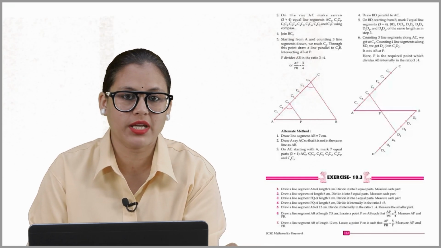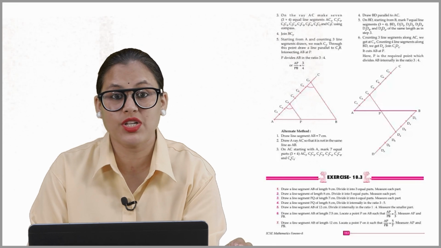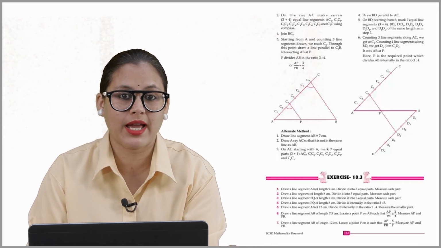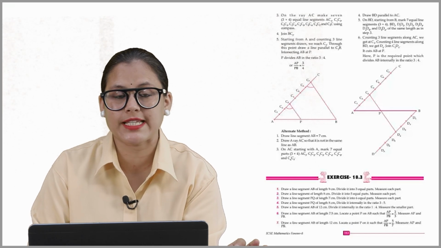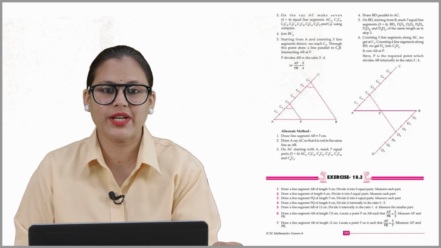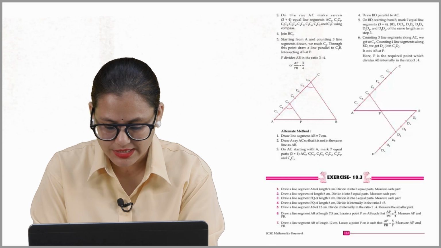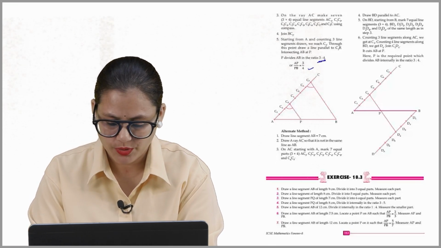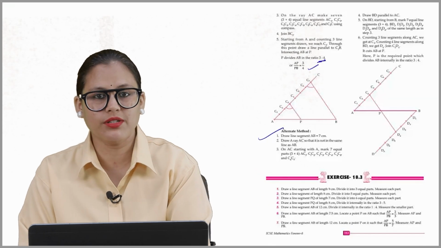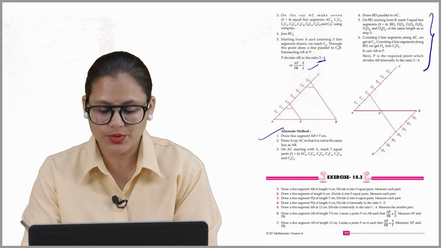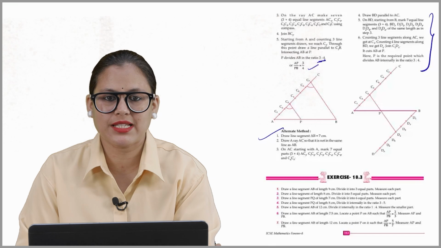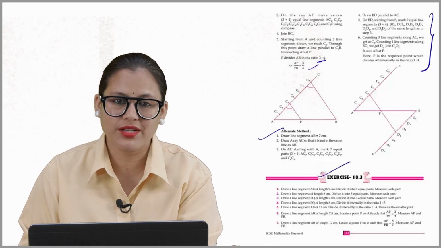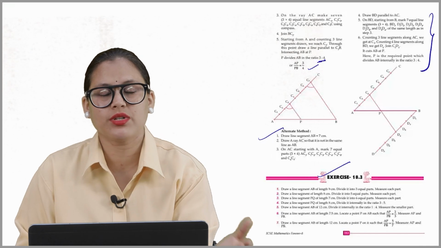5. Starting from A and counting 3 line segments drawn, we reach C3. Through this point, draw a line parallel to C7B intersecting AB at P. So P divides AB in the ratio 3:4, or AP upon PB is equal to 3/4. An alternate method is also given here, so go through these steps. Okay, exercise 18.3: you have to draw a line segment AB of length 9 cm and divide it into 3 equal parts, and measure each part.